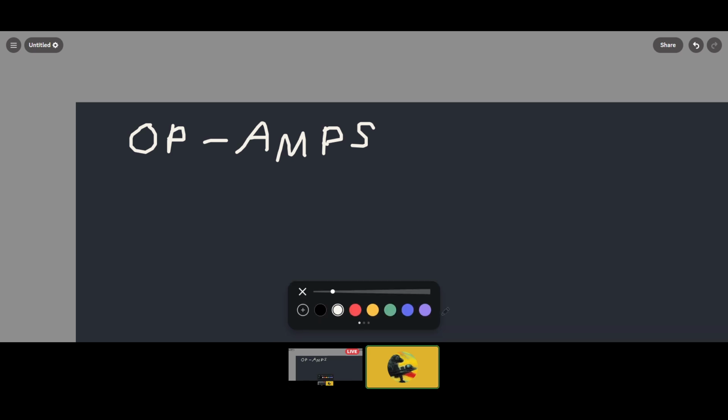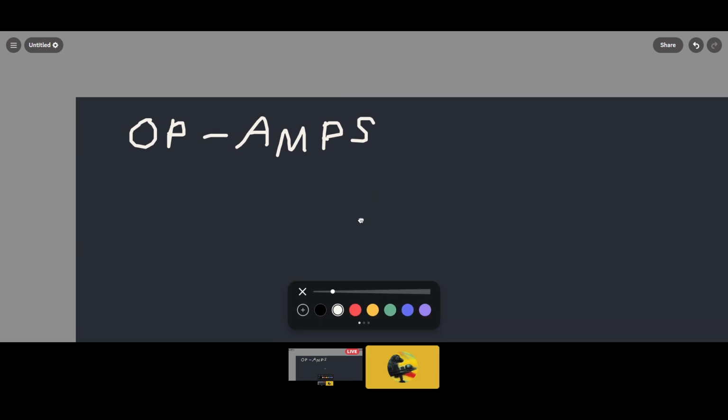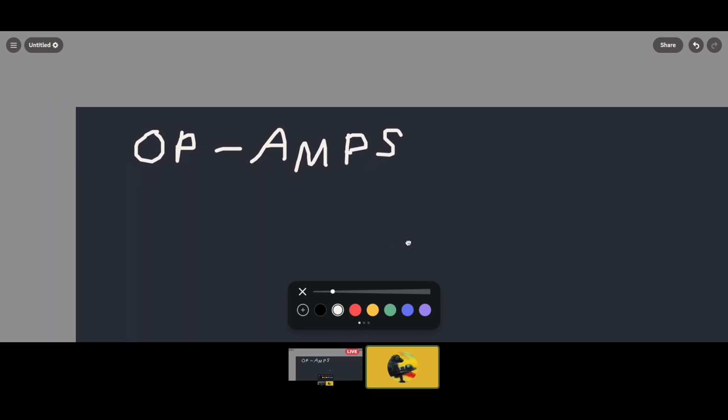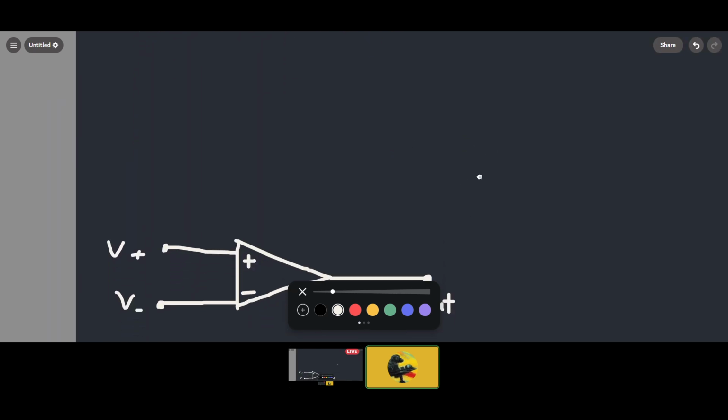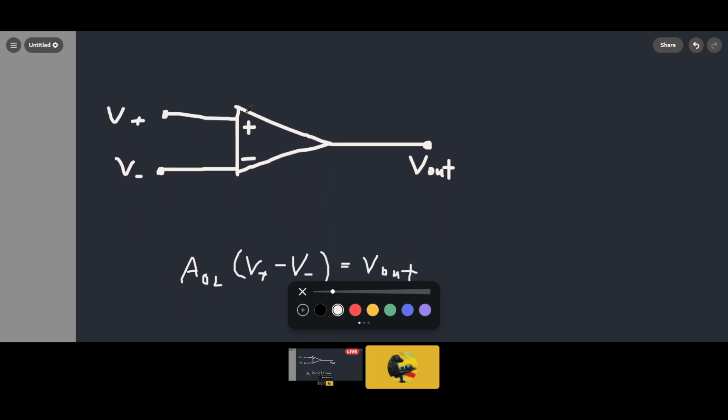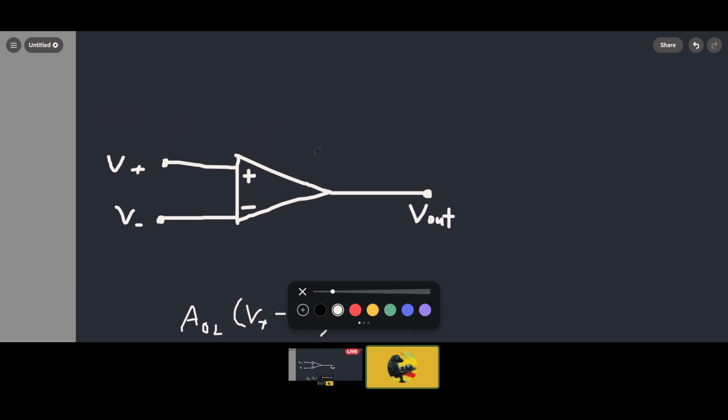So, op amps. An op amp is a component that has one output and two inputs, and this is its general form. You can see there's a triangle, there's a plus and a minus, and then the two inputs and one output. This input is called V plus, this input is called V minus, and this output is V out. So generally you will see it like this.